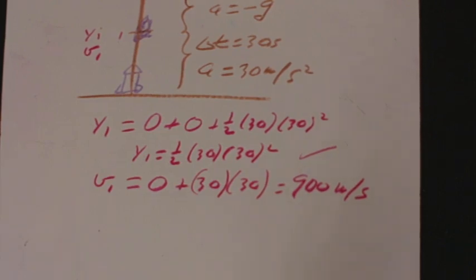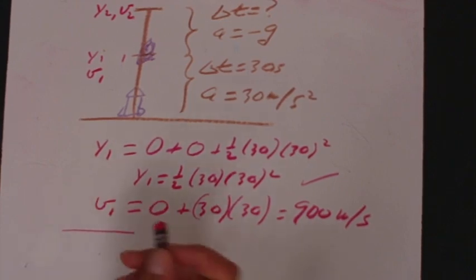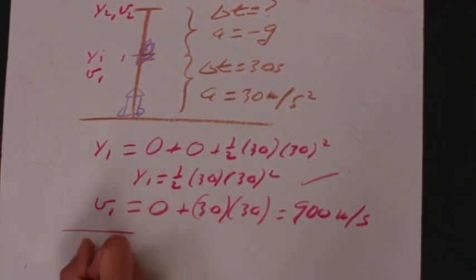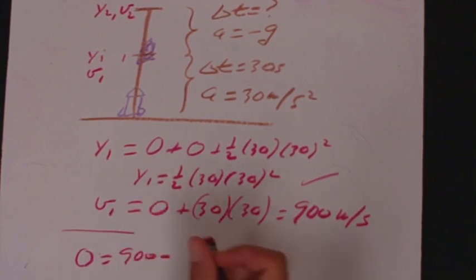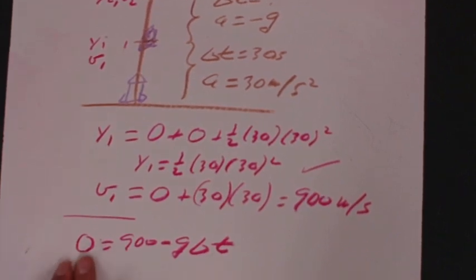There are many ways to proceed. We'll just say, how much longer does it take to reach 0 speed? It's going to reach 0 speed when this initial 900 meters per second is etched away by the g and the delta t. So I'm filling in the equation v equals v naught plus at, but I'm looking for when it's at rest, so I put a 0 in for my final speed.